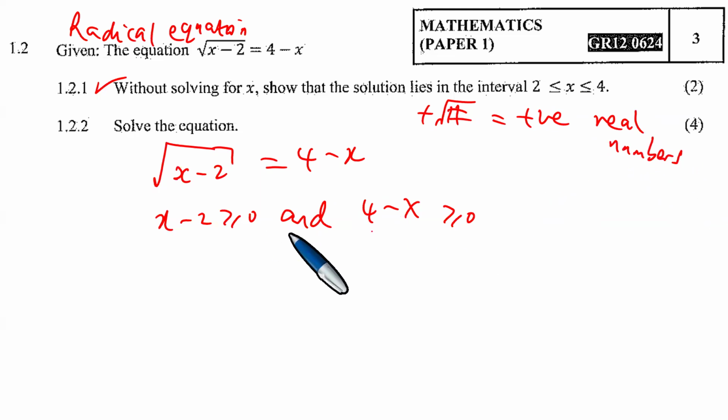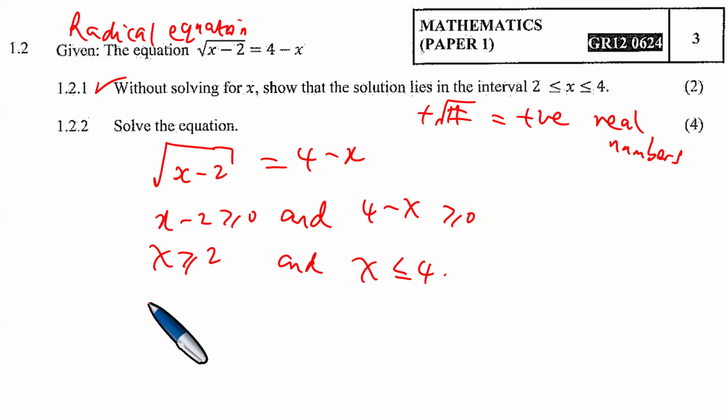So this becomes the case. Dealing with real numbers, the square root becomes positive all the time, so that whatever is under the square root becomes greater or equal to 0. But also the right-hand side, which equals the radical, is greater or equal to 0, meaning x is greater or equal to 2 and x is less or equal to 4.